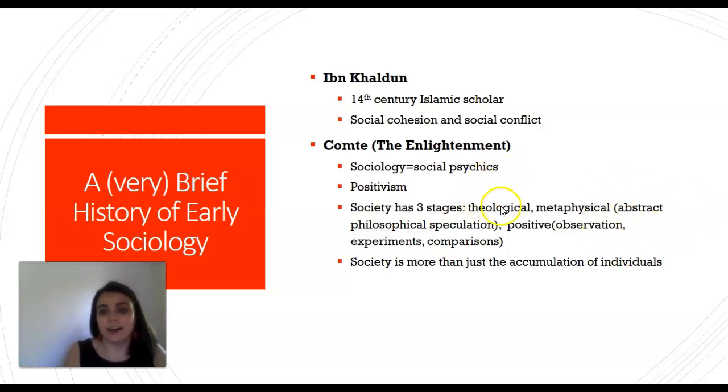So if we're in this theological stage, we might use explanations like God is angry at us and therefore there's a thunderstorm, or God is punishing us, or angels are crying when it rains. These sorts of religious-based explanations. When we move into the metaphysical stage, we're relying on abstract notions, but not gathering data to make conclusions. So this would be something like April showers bring May flowers.